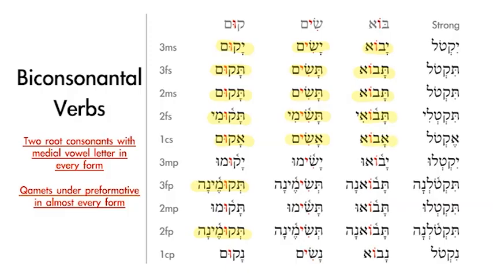Once again, qamets preformative vowel in those forms, holem vav medial vowel letter, and then all the required preformatives and afformatives. With biconsonantal verbs in the imperfect, it's easy to identify their lexical form and to parse them because all the parts are present.